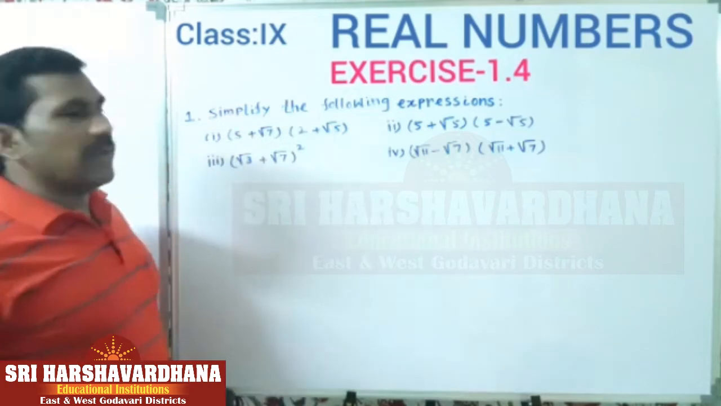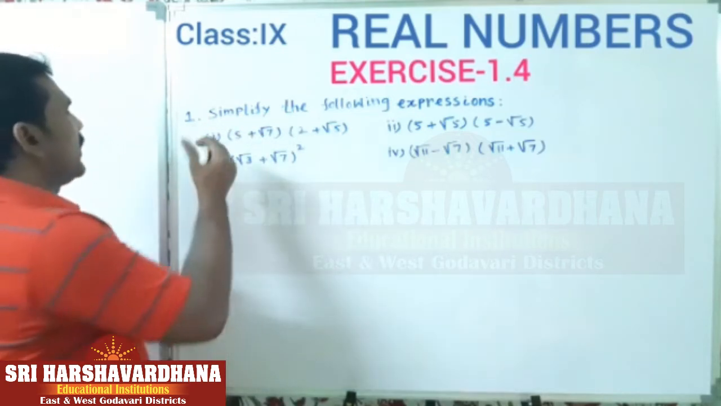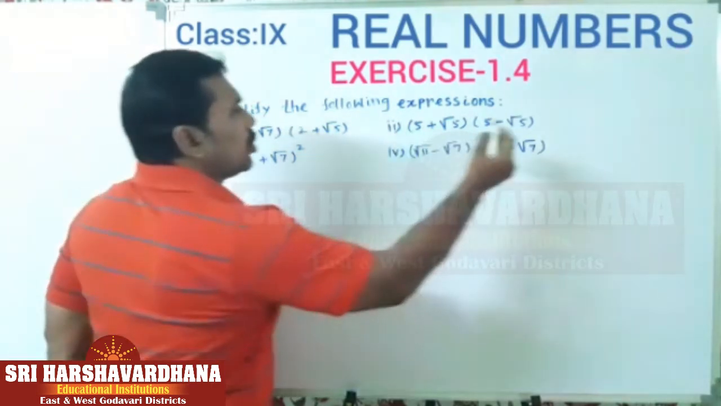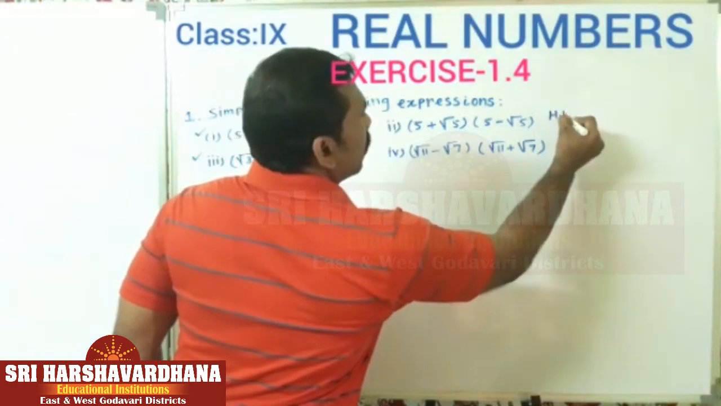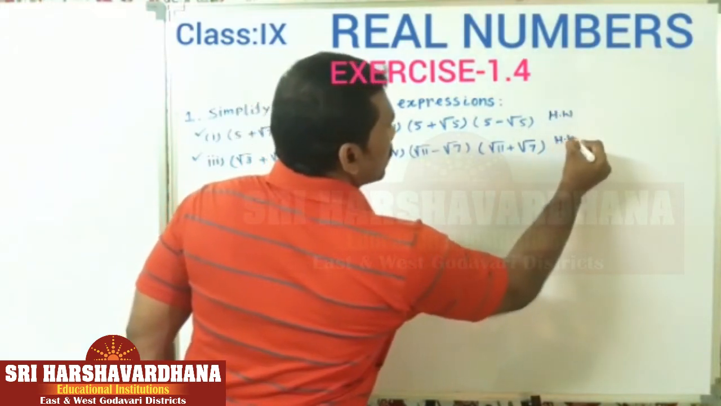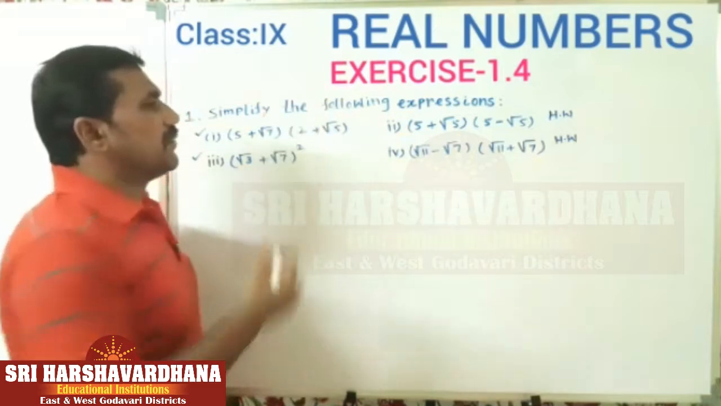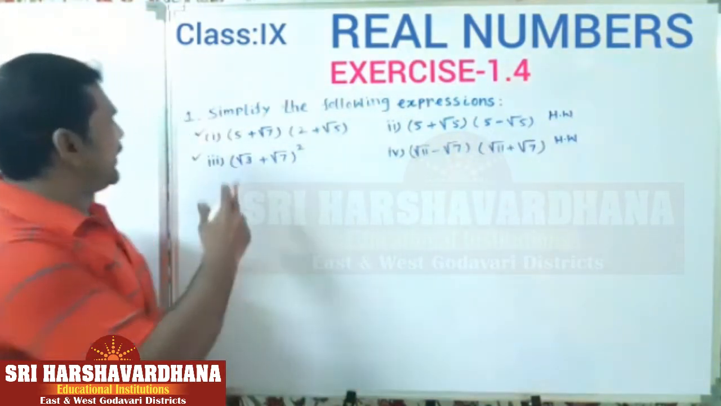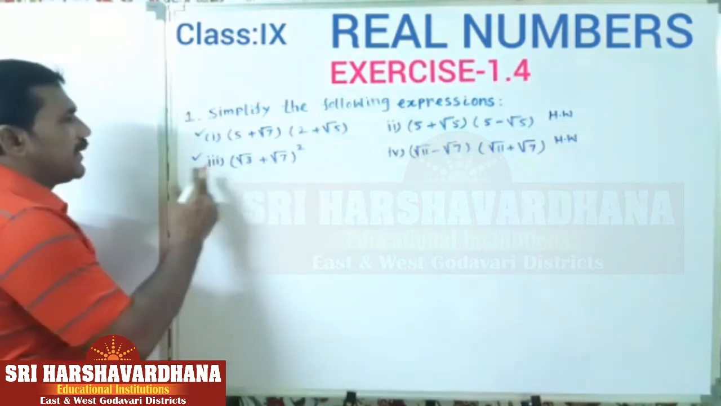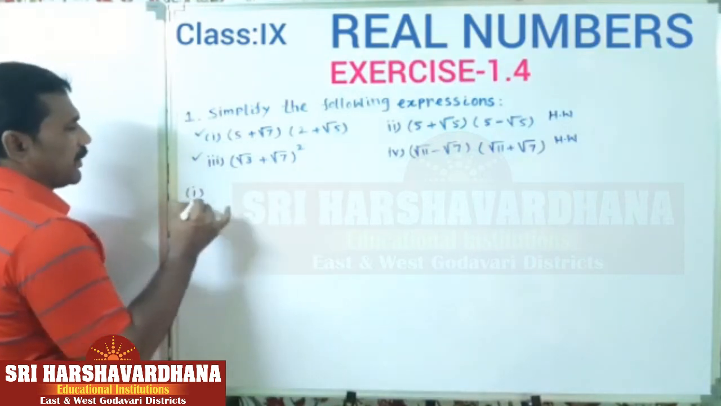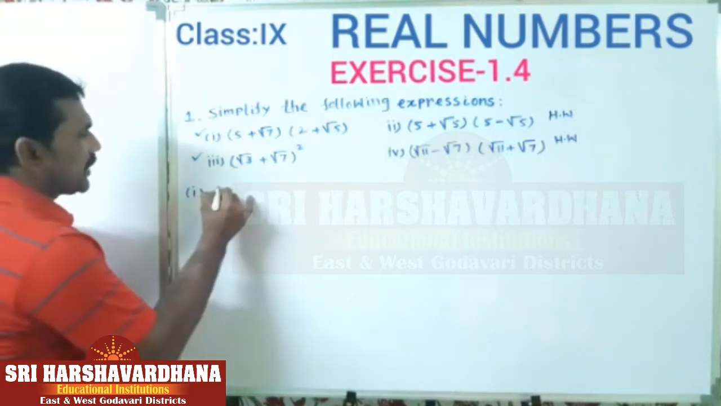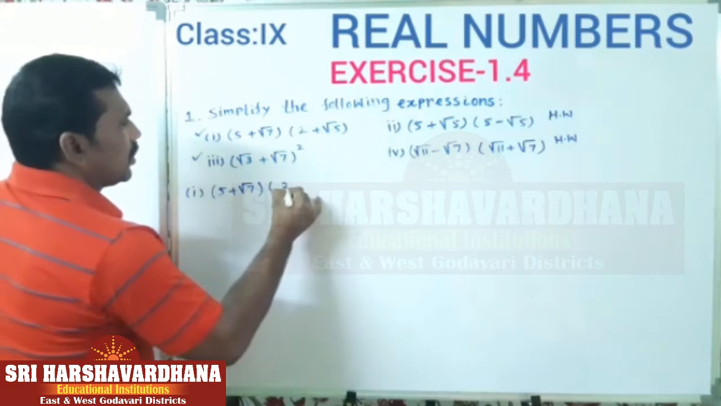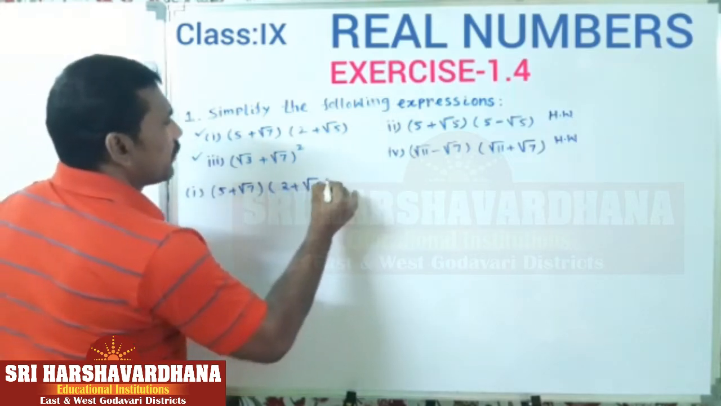In those four problems, I will explain the first one and third one. Remaining two problems do as homework. Okay? So, second and fourth one do as homework. Now I will explain the first problem and the third problem. Okay. What is the first problem, children? (5 plus root 7) into (2 plus root 5).